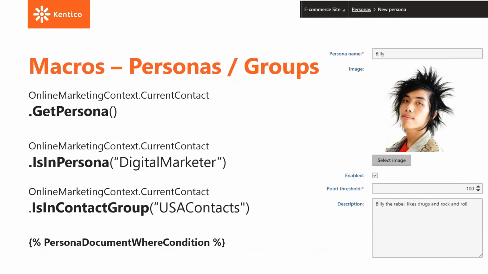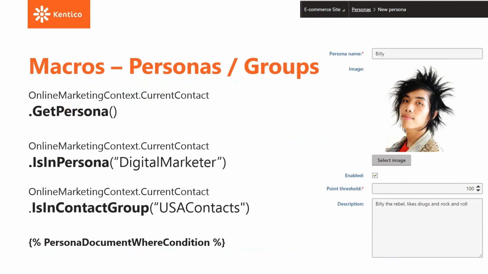And there's another important aspect of these macros: they take into account all the parts of the system. They take into account the preview mode, because if you're used to the persona aspect of Kentico, you can preview a page as a persona. So if I wanted to take my persona here of Billy, who's a rebel and likes drugs and rock and roll, and maybe market to him with a special T-shirt that says something I can't repeat on air, personalizing that page or that recommended T-shirt to him can simply be done by calling a macro in your where condition, like get persona, or the one at the bottom, the persona document where condition.